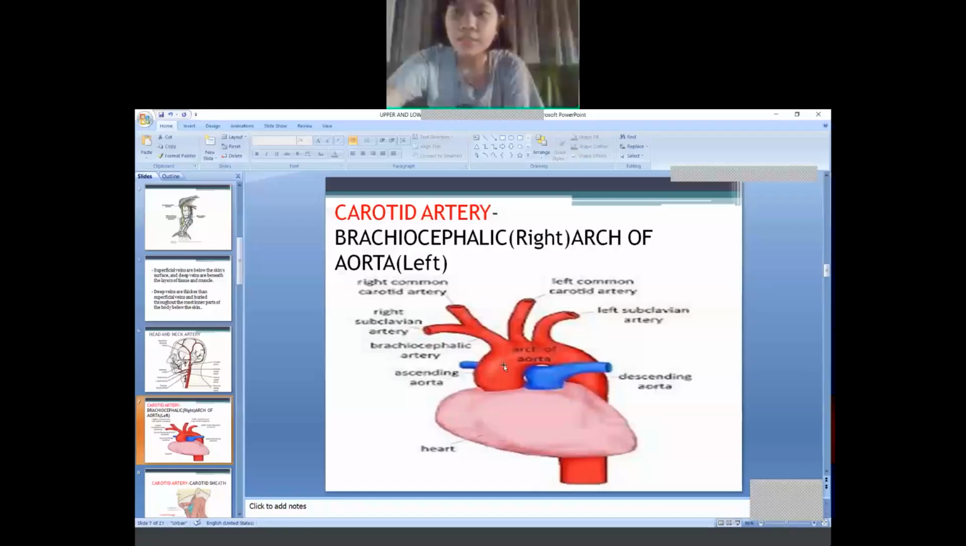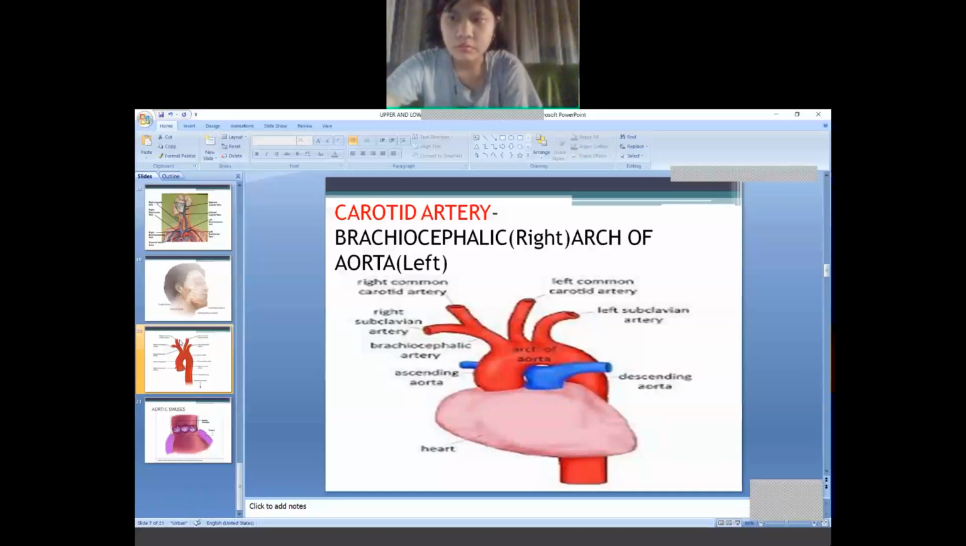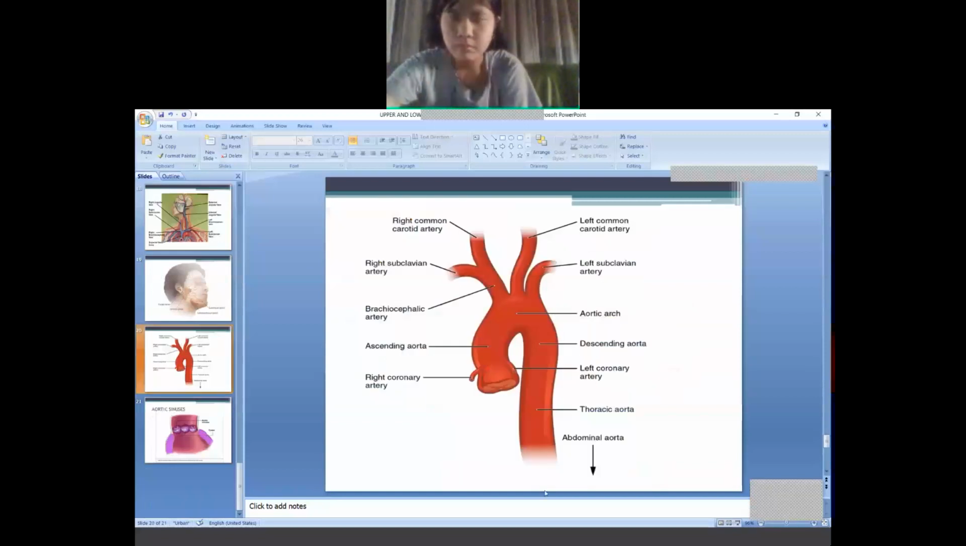So it will start from here. The left ventricle, this is the left ventricle, so it's the arch of the aorta. It will start from this side. Okay, so this is the arch of the aorta.